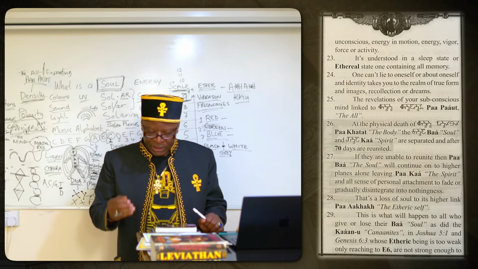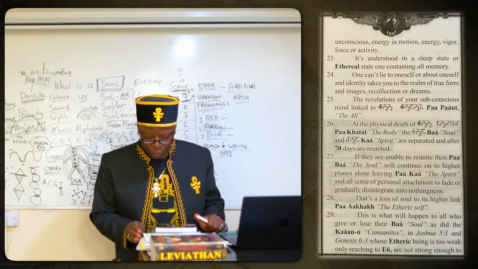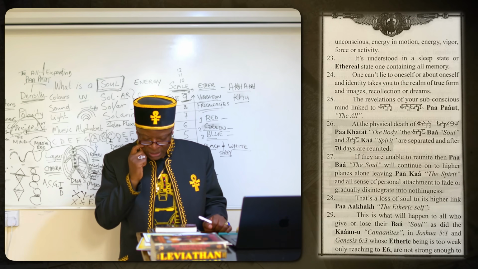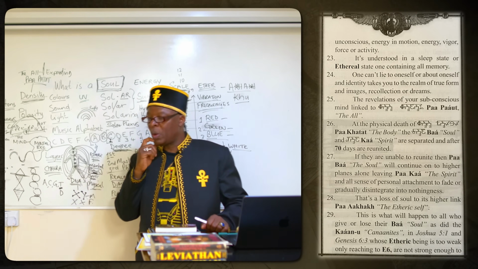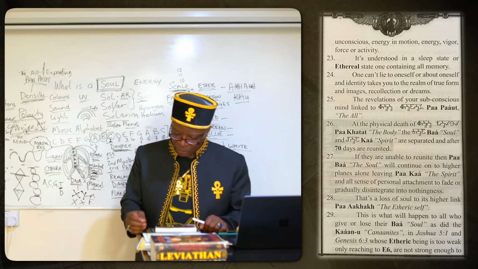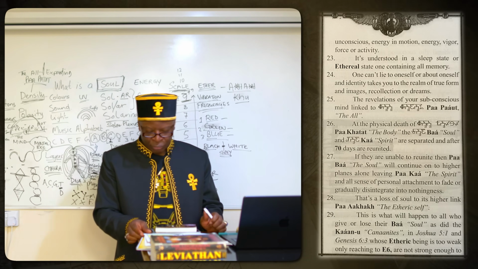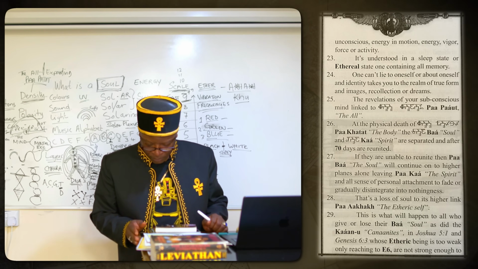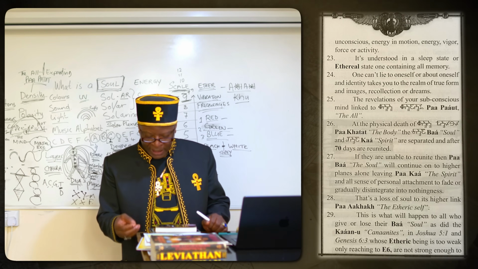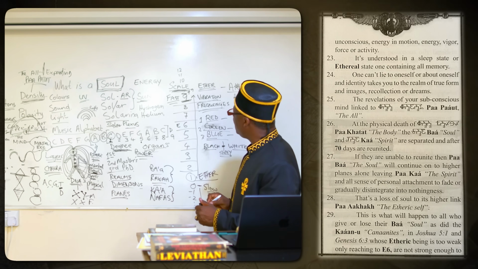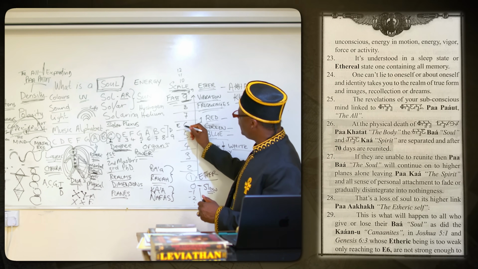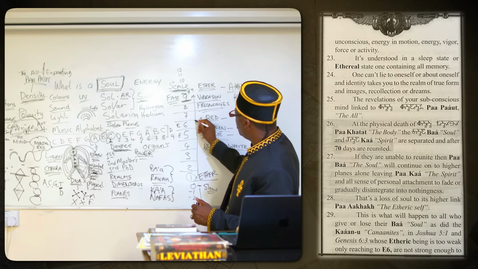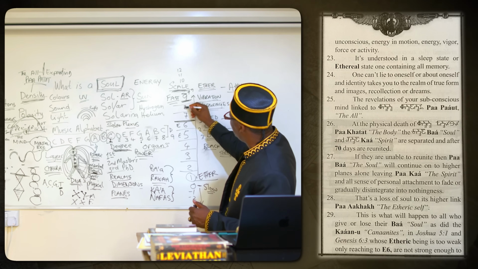29. This is what will happen to all who give up or lose their Ba, their soul, as did the Canaanites. So when we say the Canaanites don't have a soul, if you read Joshua 5:1 and then read Genesis 6:3, that's where it tells you that they lost their soul, whose etheric being is too weak, and that means they can only reach up to ether 6. So the females can reach up to 6 ether, the males reach up to 5 ether, and cannot go ahead to the higher ethers of 7, 8, and 9.